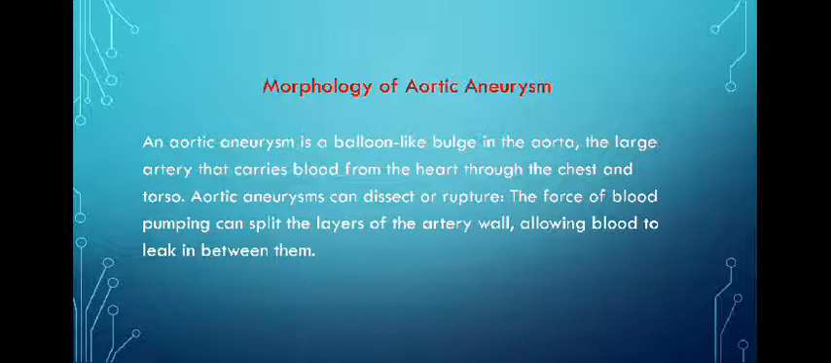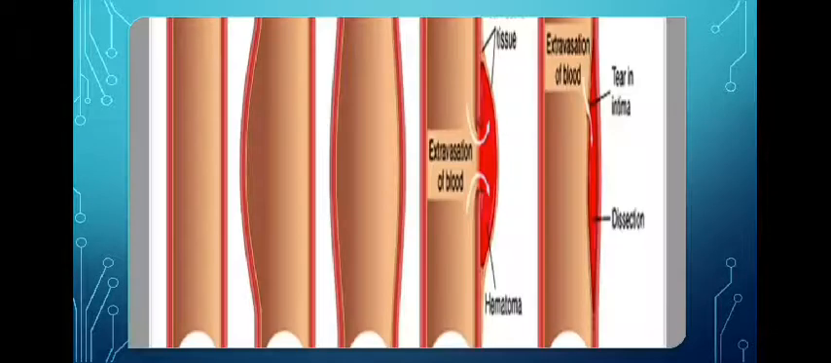Now we continue with the morphology of aortic aneurysm. An aortic aneurysm is a balloon-like bulge in the aorta, the large artery that carries blood from the heart through the chest and the trunk. An aortic aneurysm can dissect or rupture. The force of blood pumping can split the layers of the artery wall, which are the tunica intima, media, and adventitia, allowing blood to leak in between them.